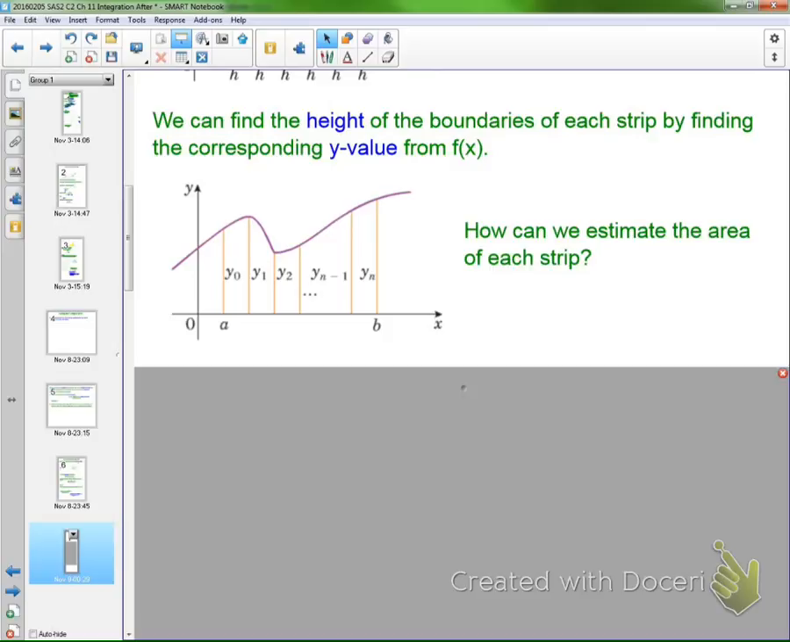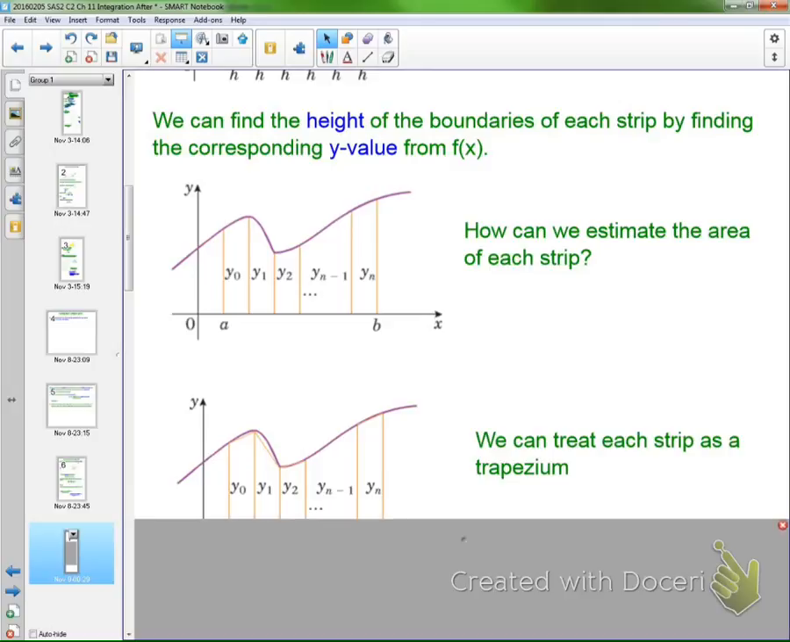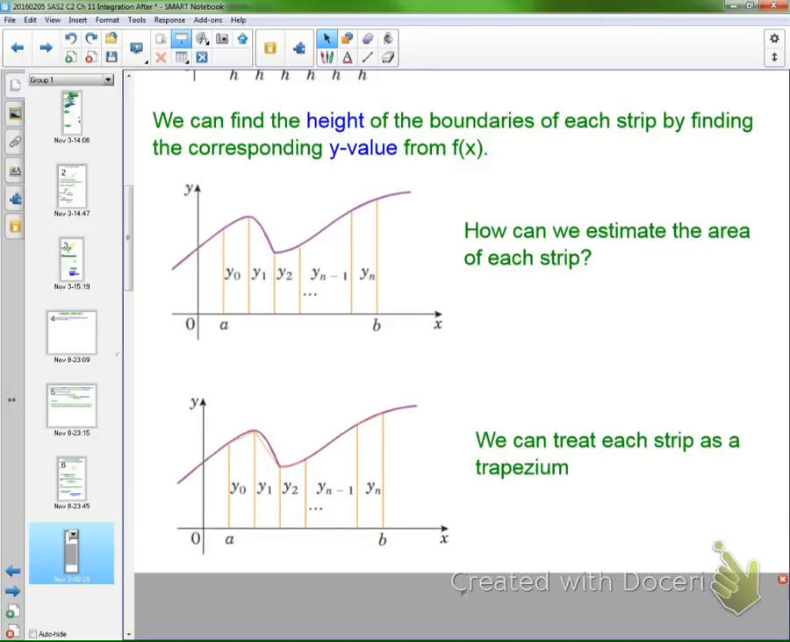But note that we will have one more y value when you come to using this than we will have the number of strips. So, we need to figure out how we can estimate the area of each of these strips. We know their height, we know their width. So if we consider them to be trapezia, so each strip is a trapezium, we can then use their heights and their widths to find their area. And using trapeziums, we can find a pretty good approximation to the area under the curve.